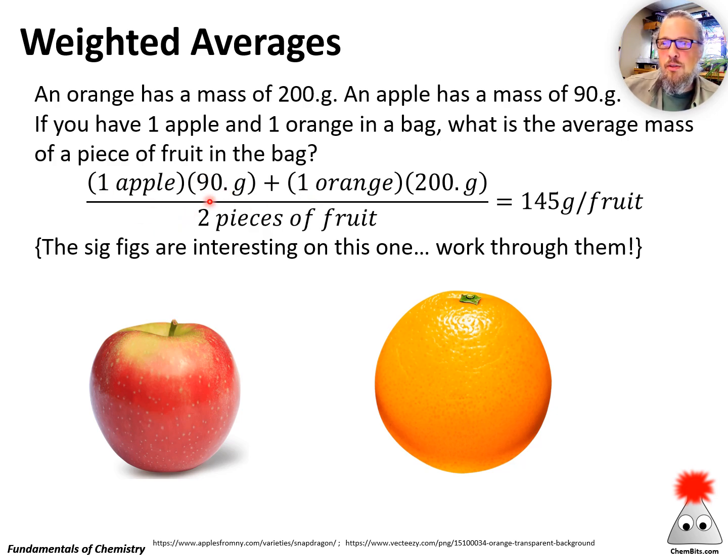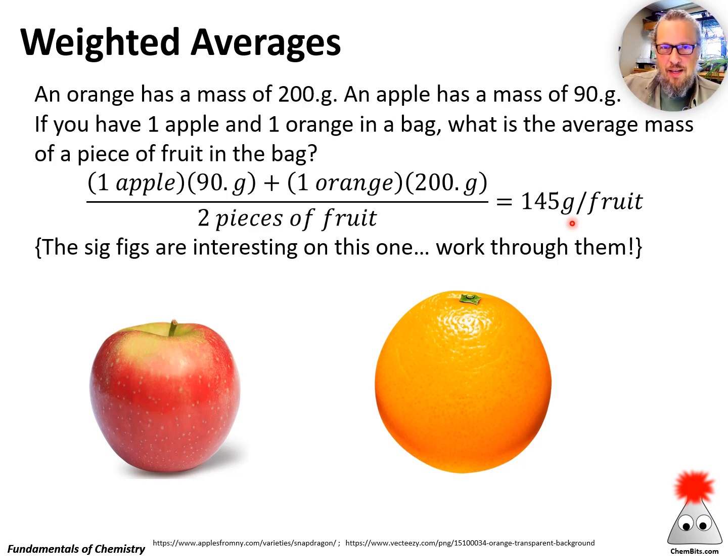Well, you could do this one without me showing you, but I've got one apple at 90 grams, and notice the decimal here, so I've got proper sig figs. I've got one orange at 200 grams. That gives me, what, 290 total grams of fruit. And I've got two pieces of fruit in the bag. So 290 divided by 2 is 145, 3 sig figs in this result.